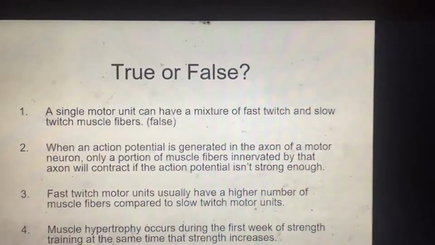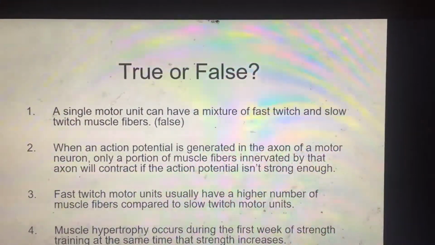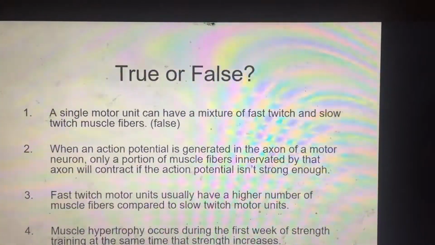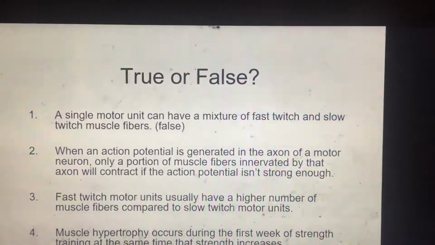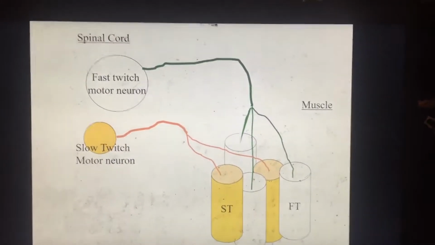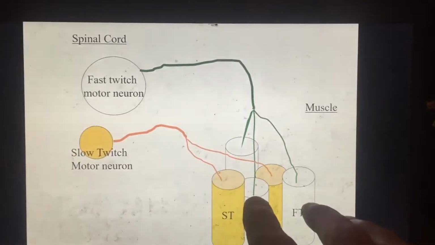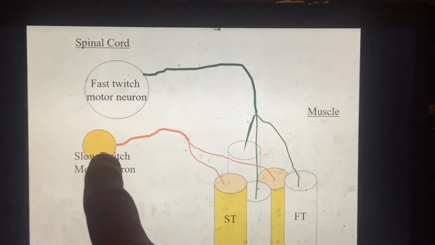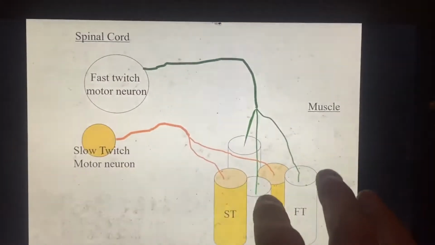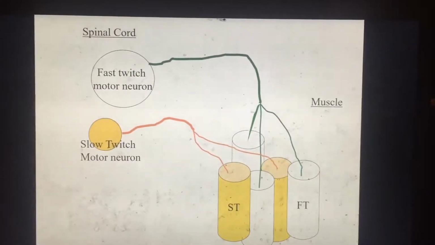Next one, when an action potential is generated in the axon of a motor neuron, only a portion of muscle fibers innervated by that axon will contract if the action potential isn't strong enough. The answer here is, again, false. When you recruit a motor neuron, all of the muscle fibers within it will contract. If you recruit this one, these two muscle fibers would contract. If you recruited this one, the three white fibers would contract. So this is called an all or none principle.